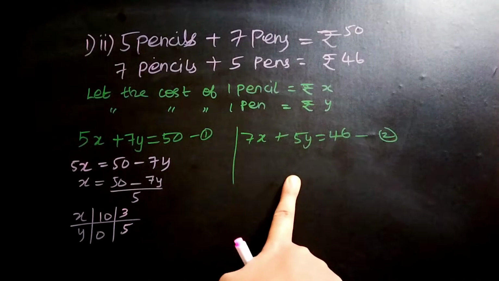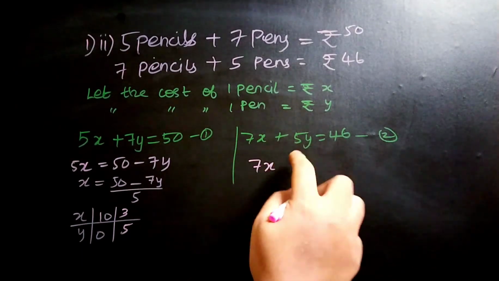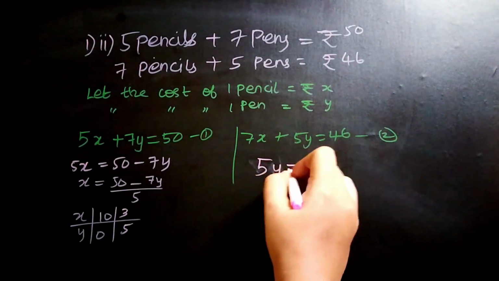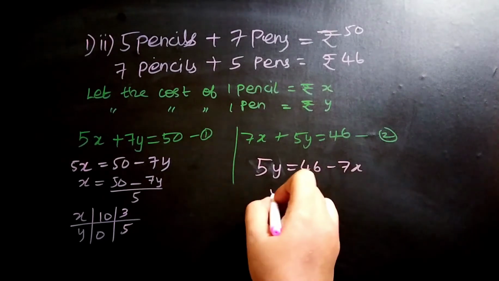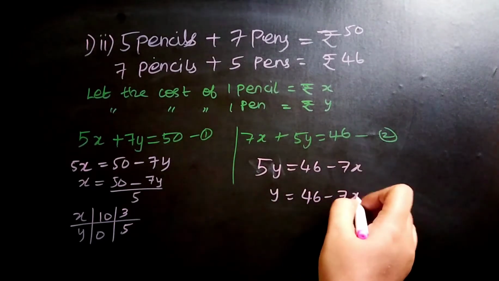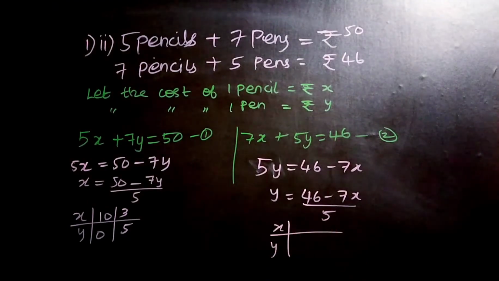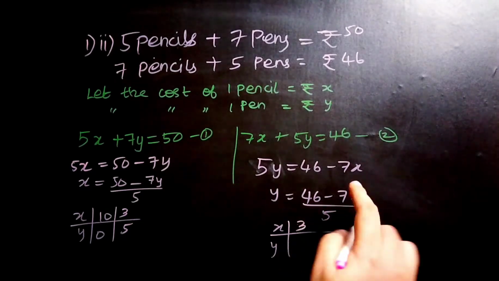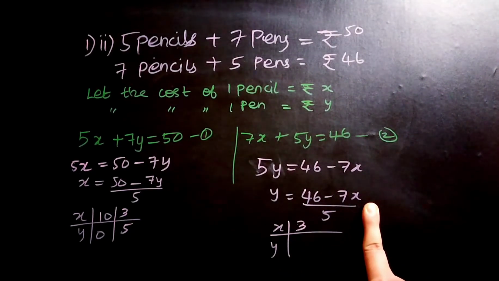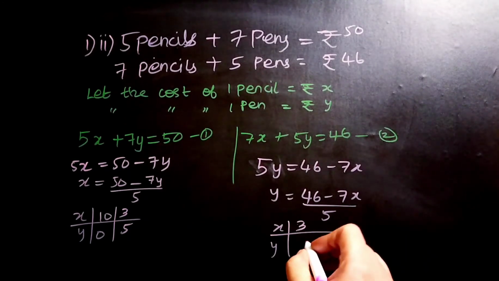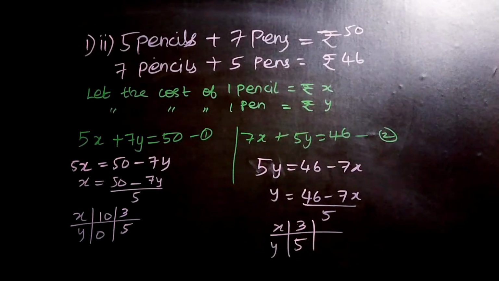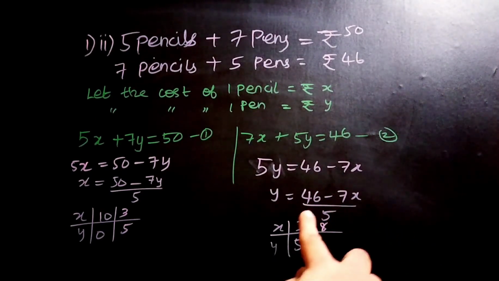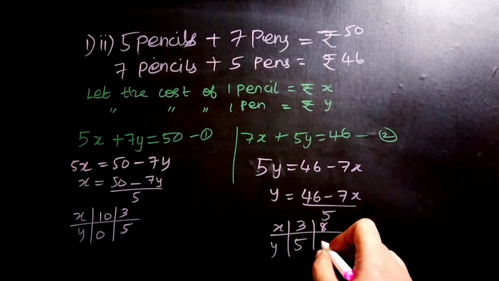Okay, and here also we'll do the same thing. We'll have y on one side, as it is 5 here, so it is easy to do. So 5y equal to 46 minus 7x, so y is equal to (46 minus 7x) by 5. We'll do it by substituting the points. When we substitute x as 3, 7 threes are 21, 46 minus 21 is 25. When we divide it by 5, we will get 5. Same way, we will substitute x as 8. So 7 eights are 56, 46 minus 56 is minus 10, minus 10 by 5, it is minus 2.